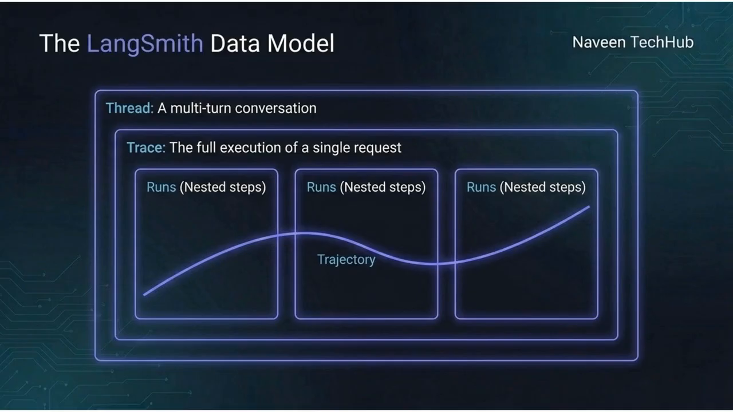Inside the trace, we have runs. Runs represent the nested execution steps. As an agent executes, these individual runs form what LangSmith describes here as the trajectory. So again, think hierarchically. Thread for the larger conversation. Trace for one request. Runs for the individual operations. And the ordered sequence of those agent steps forms the trajectory.